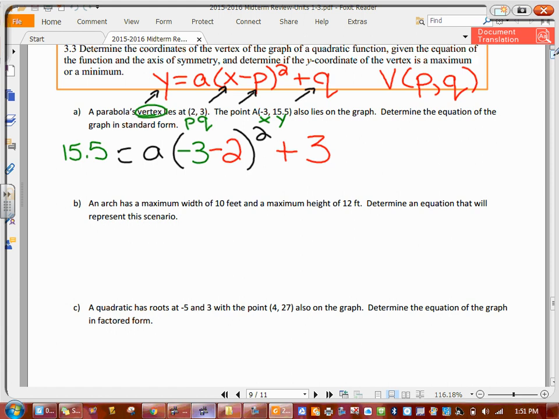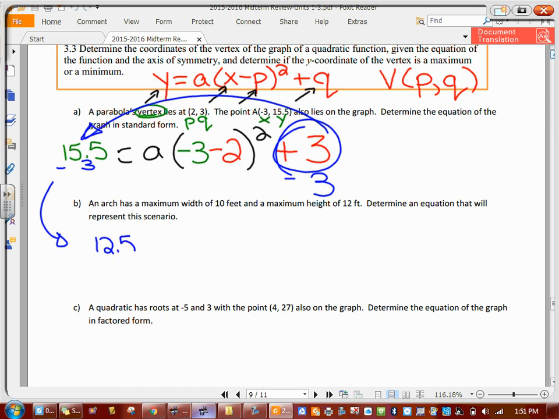I'm going to rewrite it down below just because there's space. So I'm going to get 12.5 equals A. And in brackets now, I need to solve my bracket. -2 and -3 give me a -5. This -5 squared, any number that's negative in this bracket, will always square to become a positive. So remember that. A negative in this bracket squared will give us a positive.